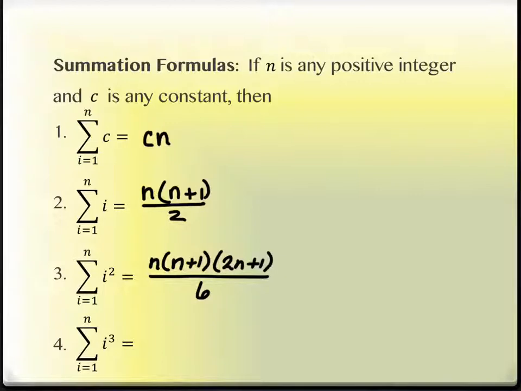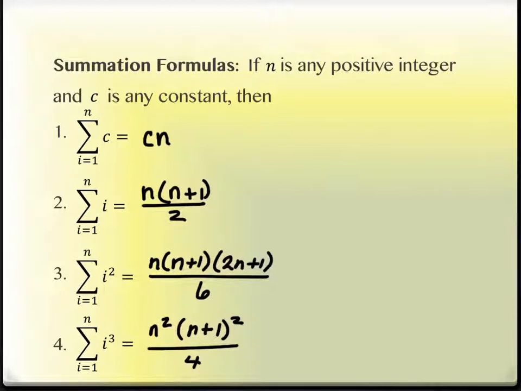All right, one more. This is i cubed, and so this one is actually n squared times n plus 1 squared over 4. So this would be adding together the first however many cubes. So the last one was squares. I didn't actually say that. It's written on your paper, but the sum of squares is number 3.